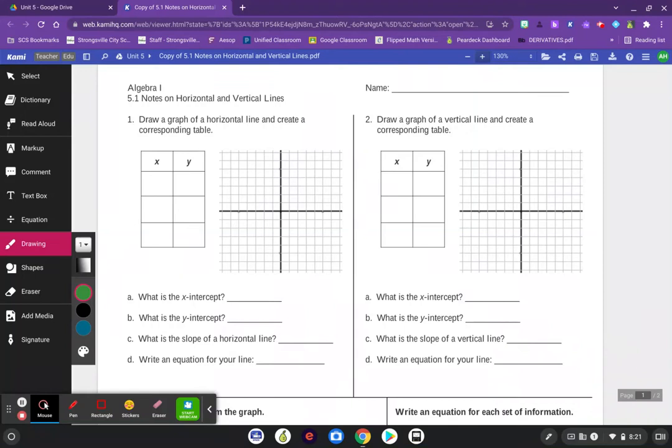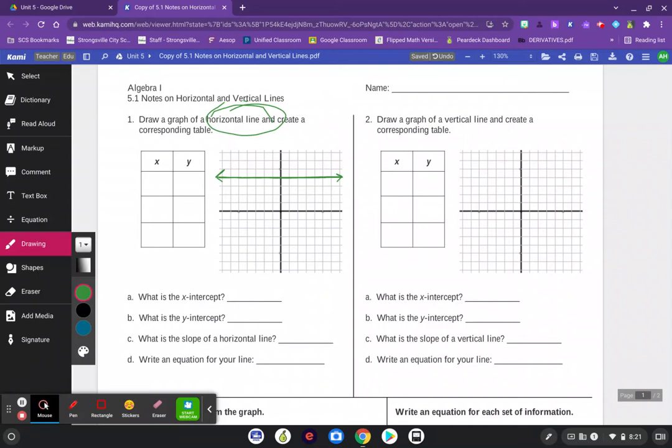The first one says draw a graph of a horizontal line and create a corresponding table. And so that's what I'm going to do. I'm going to create a horizontal line, and it doesn't matter where the horizontal line is. It just says any horizontal line. And so I'm just going to draw a horizontal line right here in green. Stick some arrows on there, and it says create a corresponding table.